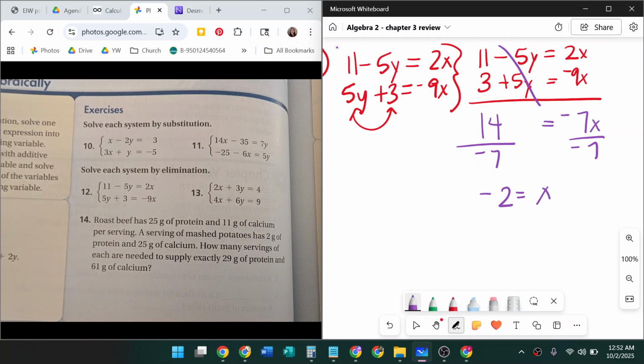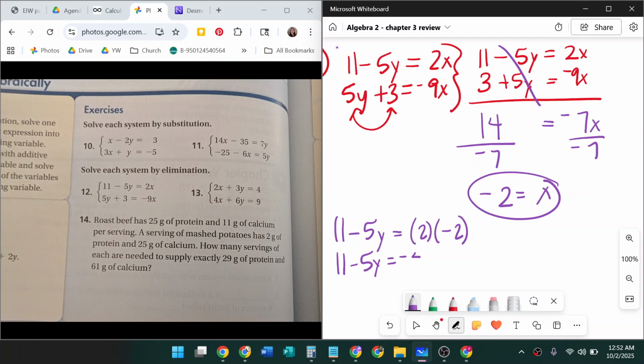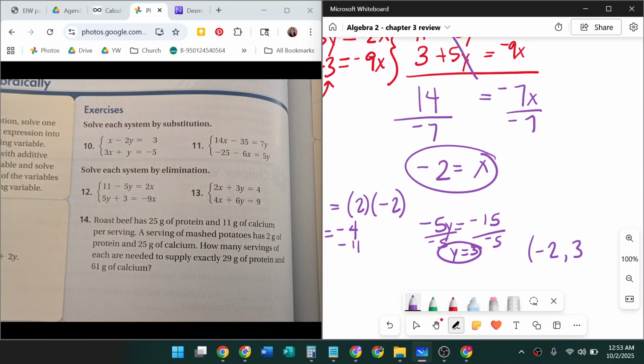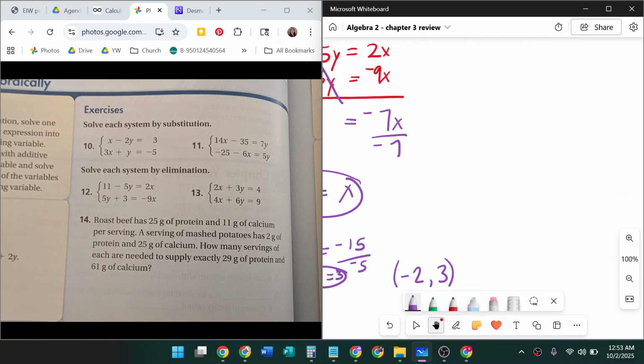And for this one, just like with the other one, once we have one variable, we can take it and plug it in wherever it is we want. And then we have our solution. And we can write that -2, 3, or we can circle the 2 pieces.